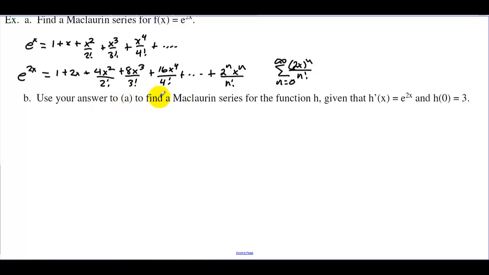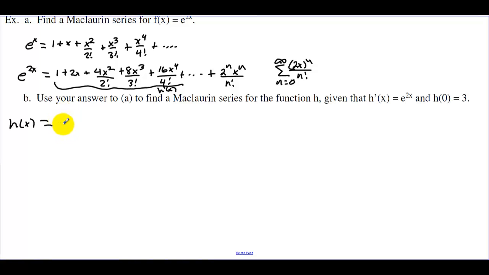Use your answer to A to find a Maclaurin series for the function h, given that h prime of x equals e to the 2x and h of 0 is equal to 3. What we're going to do is use this right here as h prime. All of this, we'll call h prime of x, e to the 2x. Now we need to back up to h. In order to do that, we have to take the integral term by term.